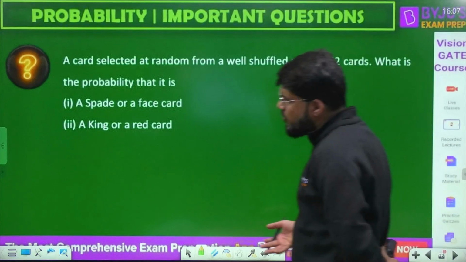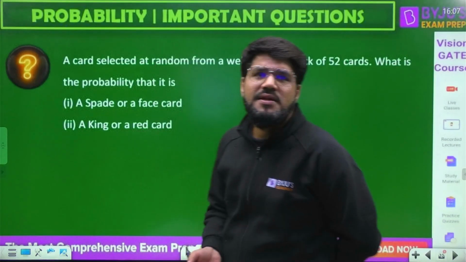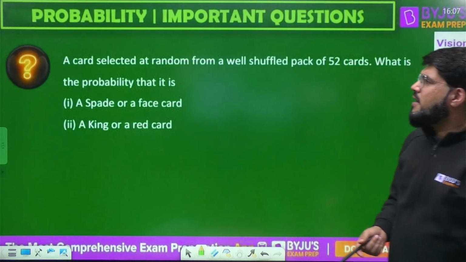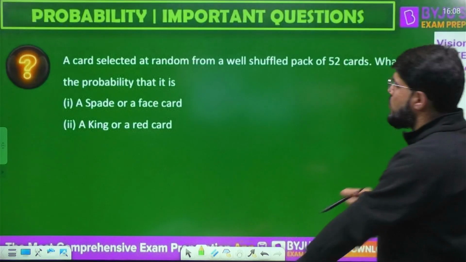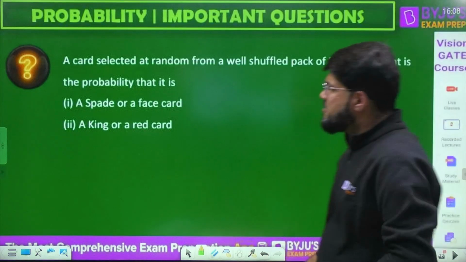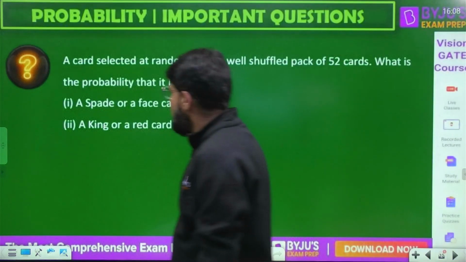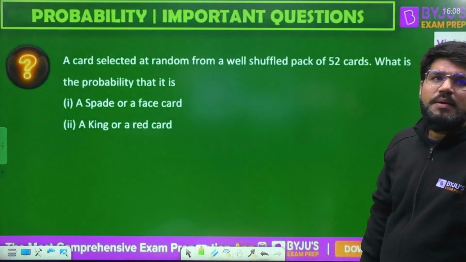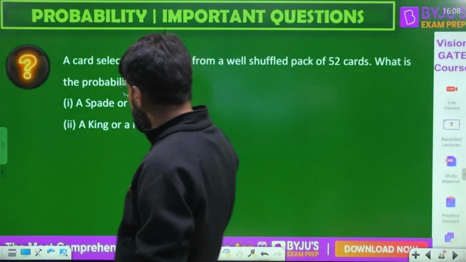The next expected and important category from basic probability questions is cards. A card is selected at random from a well-shuffled pack of 52 cards. What is the probability that it is a spade or a face card? Second, a king or a red card.